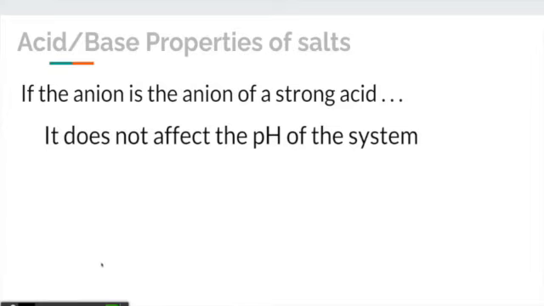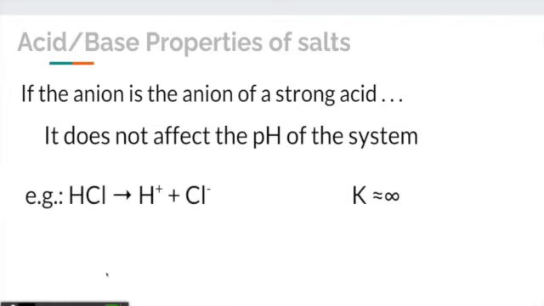So we have the 6 strong acids. We're looking at those 6 anions. If those are the anions in the salt, it does not affect the pH of the system. Here's why: we'll use hydrochloric acid as an example.